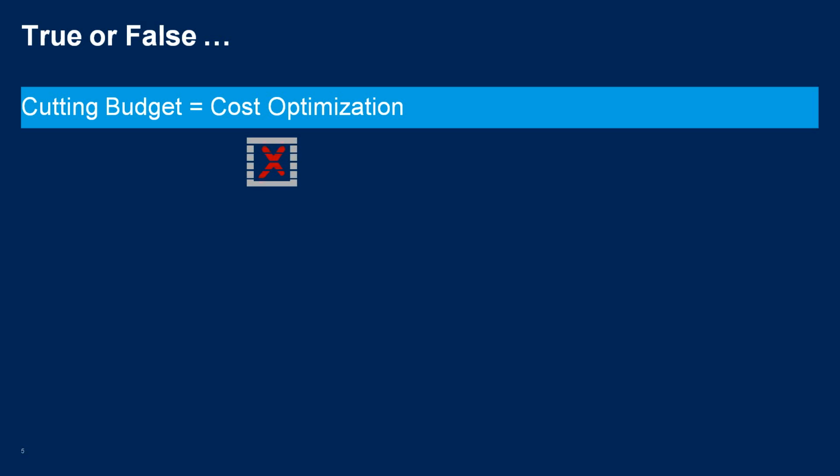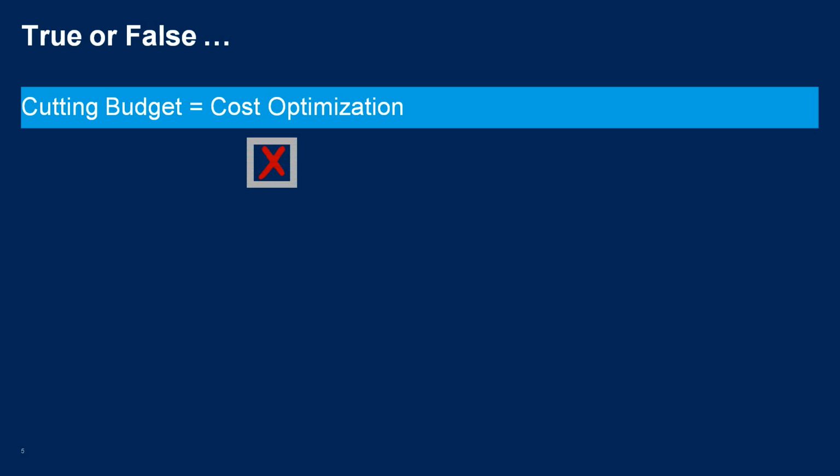Here is a quick question: is cutting the budget cost optimization? True or false? Actually, by cutting the budget we can save money, but definitely it is not going to help cost optimization. Some of the features or functions may stop or fail, and it is not going to help us anymore. So definitely cutting the budget is not cost optimization.